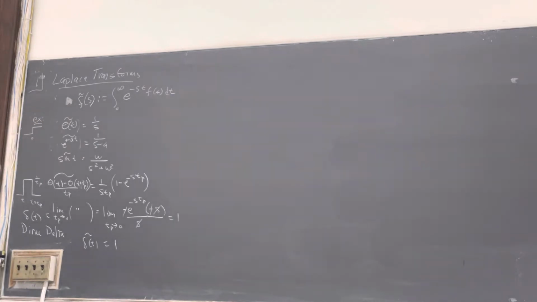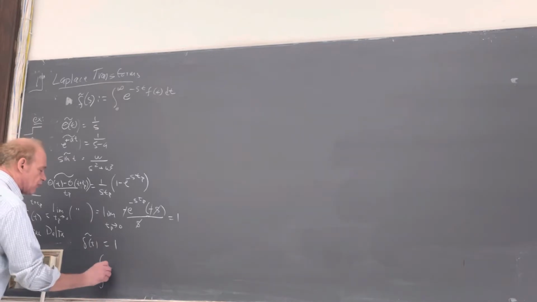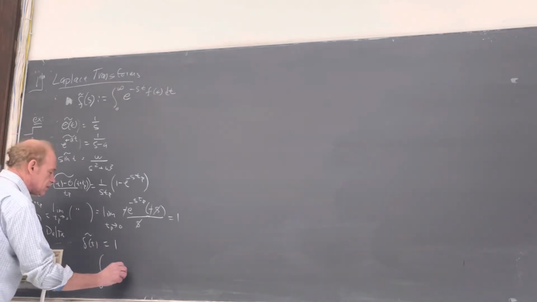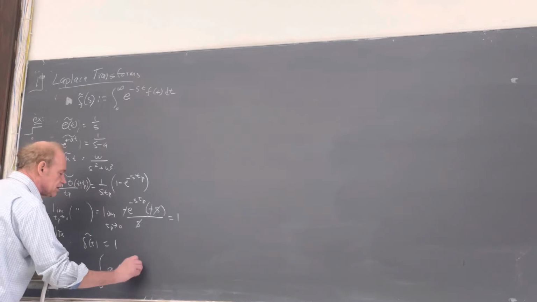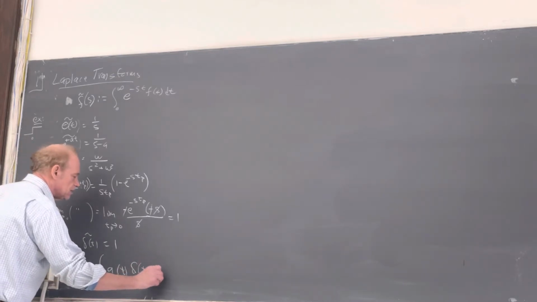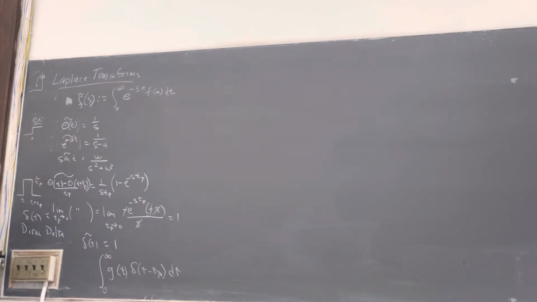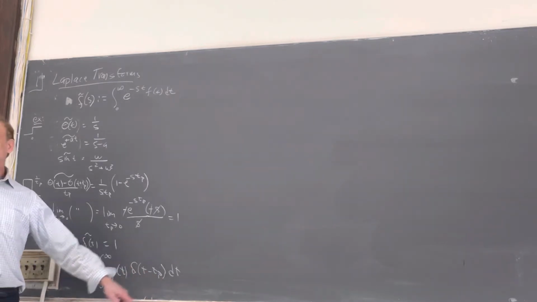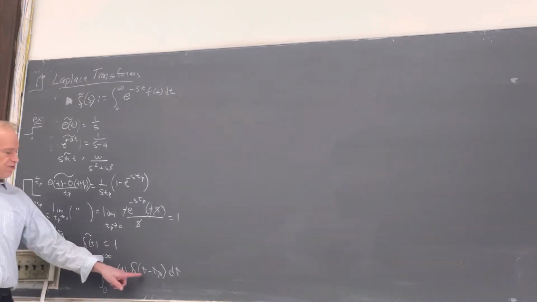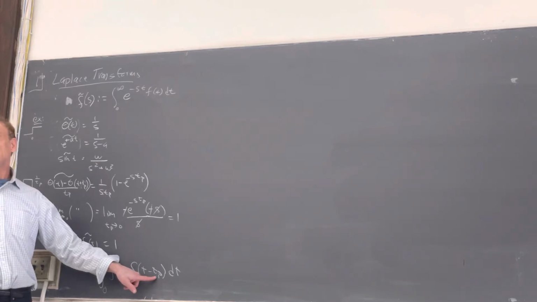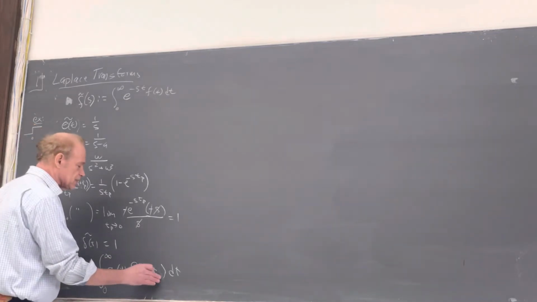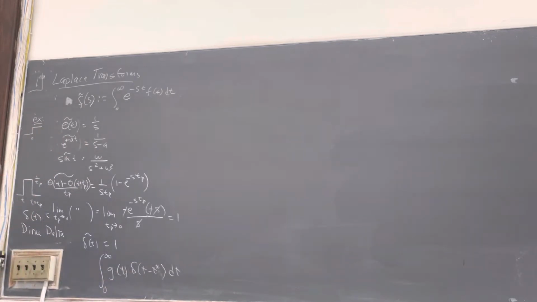Now, why is the Dirac delta useful? Let's say I have any old function g of t, and I take the integral from 0 to infinity of g of t times delta of t minus t star, dt. So I multiply g by delta and integrate it, where this delta, instead of being at 0, is at some t star. It doesn't have to be Tp, and I don't want to confuse it with this t. Just any t star. Let's see what that is.